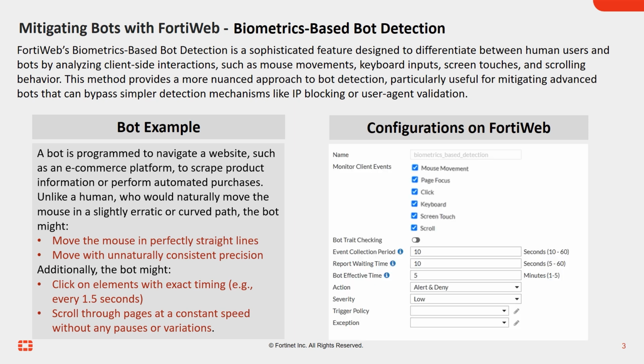You can configure FortiWeb to detect movements that are too precise, repetitive, or lack the natural variability of human interaction. It would flag the session as potentially bot-driven. This allows the system to block or challenge the bot while allowing legitimate human users to continue their activities uninterrupted.